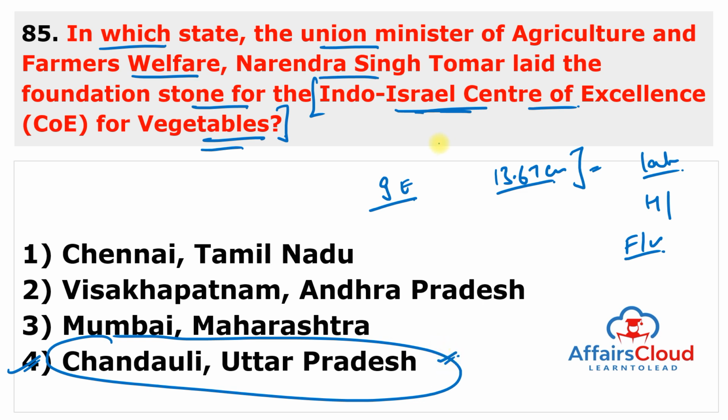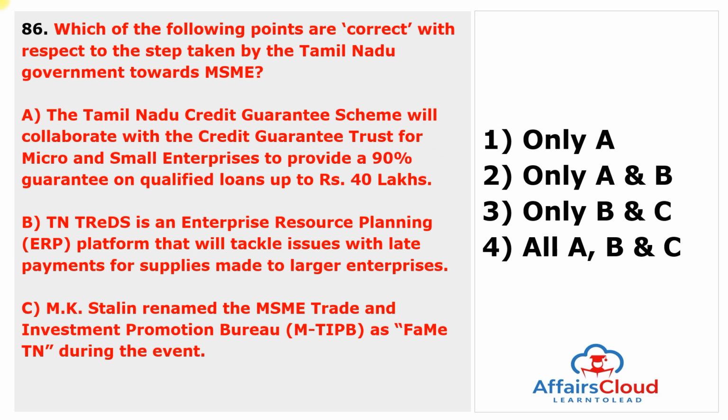Moving to next question. Which of the following points are correct with respect to the step taken by the Tamil Nadu government under the micro, small and medium enterprises? So let's read the statement and find out the correct. The Tamil Nadu Credit Guarantee Scheme will collaborate with the Credit Guarantee Trust for the micro, small enterprises to provide a 90% guarantee on the qualified loans up to rupees 40 lakhs. This statement is true statement.